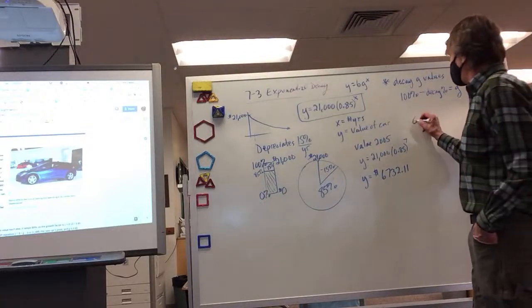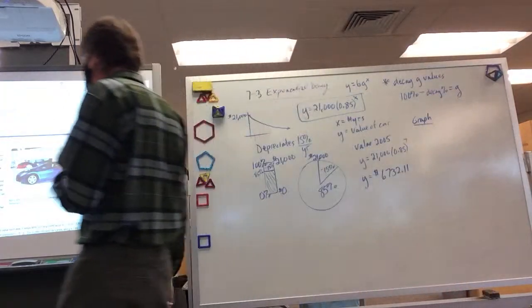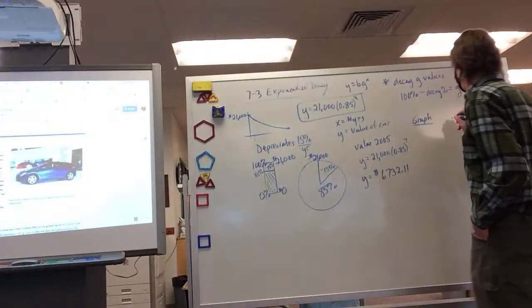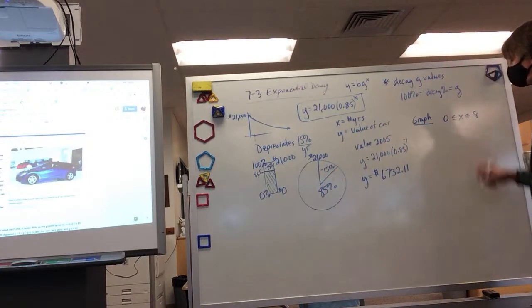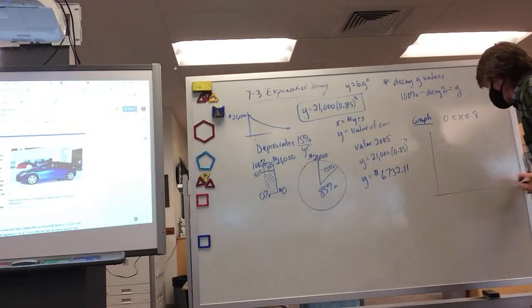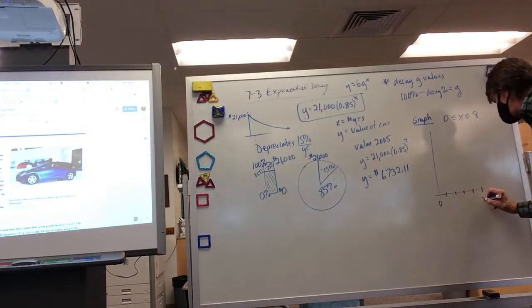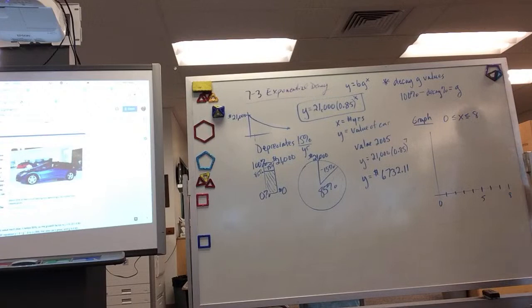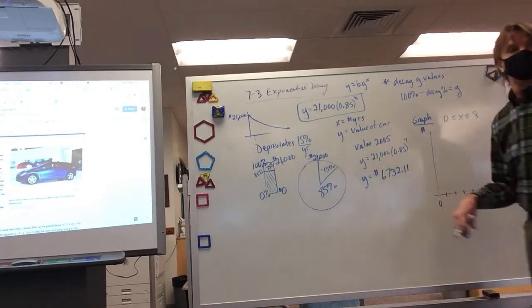So then it says to graph it, with an interval of 0 through 8. So when x is greater than or equal to 0, less than or equal to 8. They want us to put this onto a grid. So this is going to be years. This is going to be dollars.